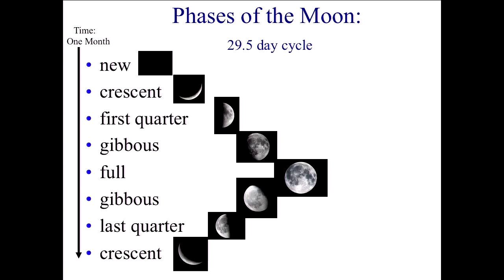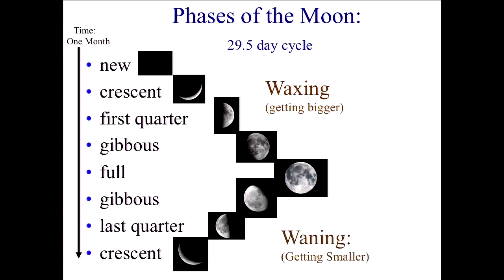Every 29.5 days, the moon goes through its full sequence of phases: new, crescent, first quarter, gibbous, full, and then back through the cycle again. When the moon is getting bigger, we call it waxing. And when the moon is getting smaller, we call it waning. So we talk about a waning crescent or a waxing gibbous. That tells you not only the shape of the moon, but whether it's getting bigger or smaller. Waxing is bigger, waning is smaller. Okay?